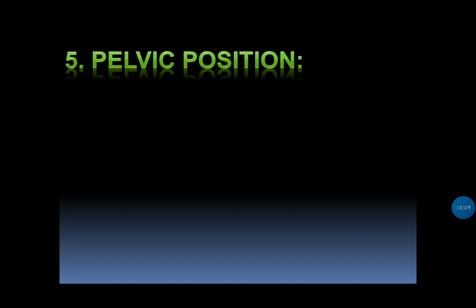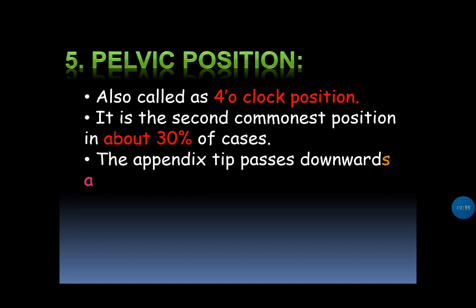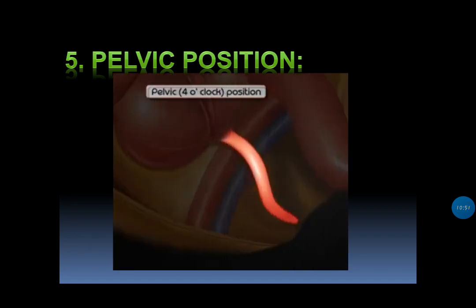And the fifth one is the pelvic position. It is also called the 4 o'clock position. It is the second commonest position and it is seen in approximately 30% of cases. The appendix tip passes downwards and medially and it crosses the pelvic brim and enters the true pelvis. See, this is the pelvic position, which is also called the 4 o'clock position.